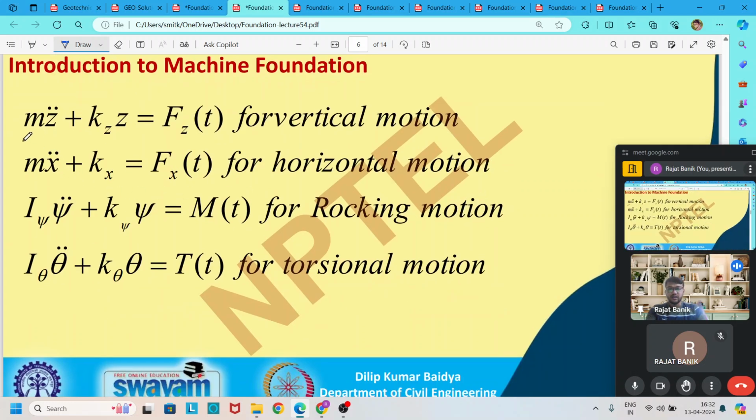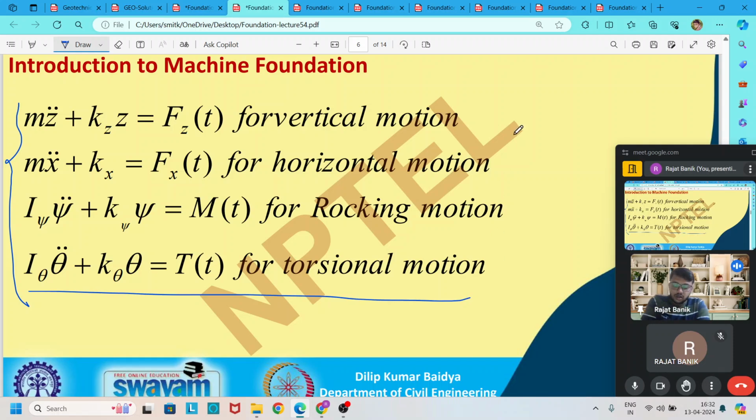And these are the different mathematical equations of this type of vibration, for undamped forced vibration. For vertical and horizontal vibration, we use mass. But in rocking and torsional vibration, we use the mass moment of inertia instead of mass. For this we use moment or torsion, and for this we use axial force, which is also dependent on time.